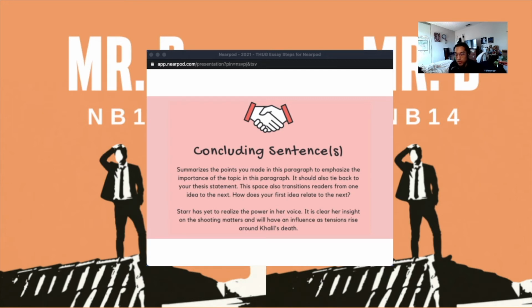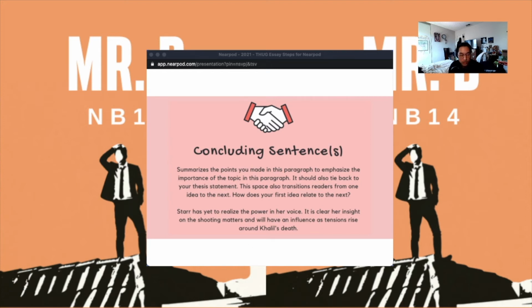Now, if we look at this concluding sentence, it has a little bit of transition and builds on what was just said in our analysis or commentary, but then transitions the reader into the next topic in relation to how Star's voice does matter and how that has an influence on Khalil's investigation.